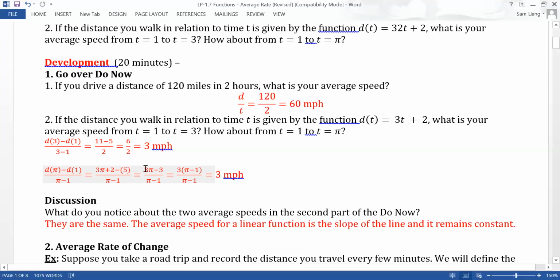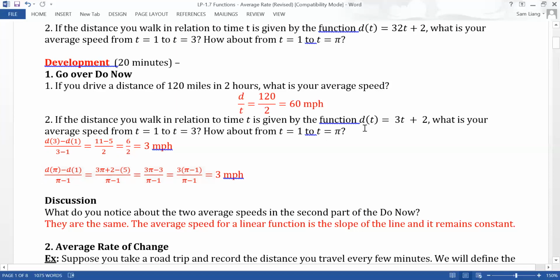In the next step, you'll see it's 3 pi minus 3, since 2 minus 5 is negative 3, and the denominator is still the same. From here, we factor out a 3 in the numerator, so we get 3 times (pi minus 1). Then the pi minus 1 factor divides out, and we're just left with 3.